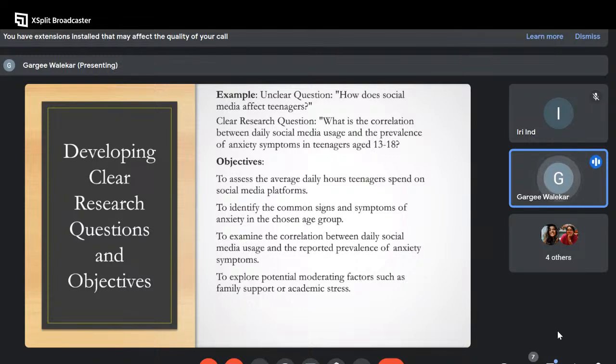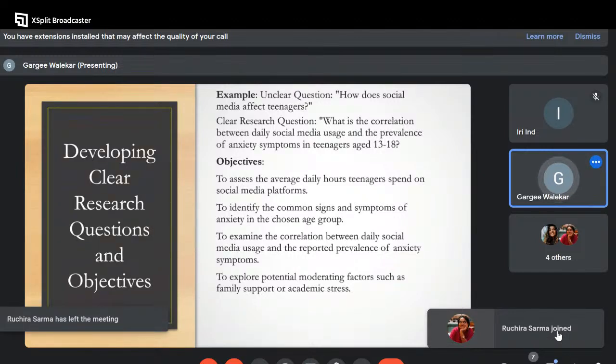So developing clear research questions and objectives is a critical phase in the research process, guides the entire study and ensures focus and coherence. Research questions should be specific, answerable, and aligned to the overall goals of the study. Whereas objectives, on the other hand, provide a roadmap for achieving those research questions. They are like the stepping stones of how we will be going about answering the question.